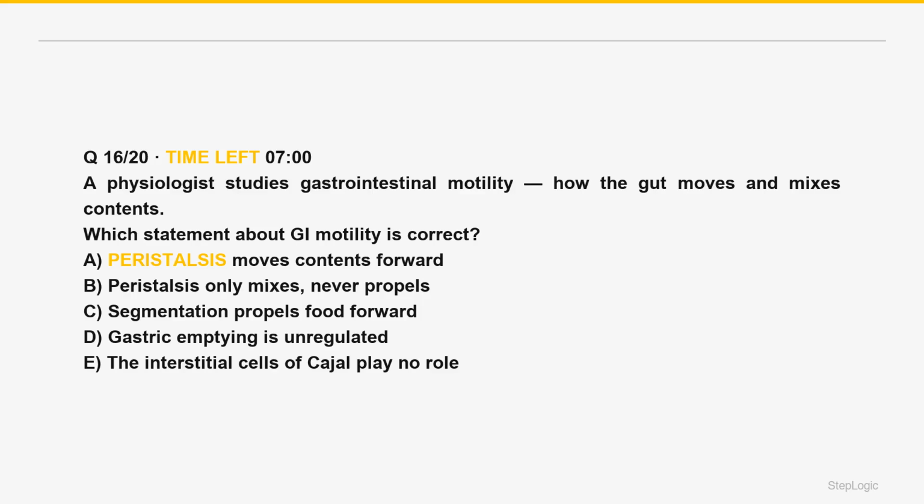Which statement about GI motility is correct? A physiologist studies gastrointestinal motility, how the gut moves and mixes contents. Read the command. Which GI motility statement is correct? Peristalsis propels, segmentation mixes. Interstitial cells of Cajal are pacemakers. MMC, motilin, between meals. Gastric emptying regulated, CCK slows.